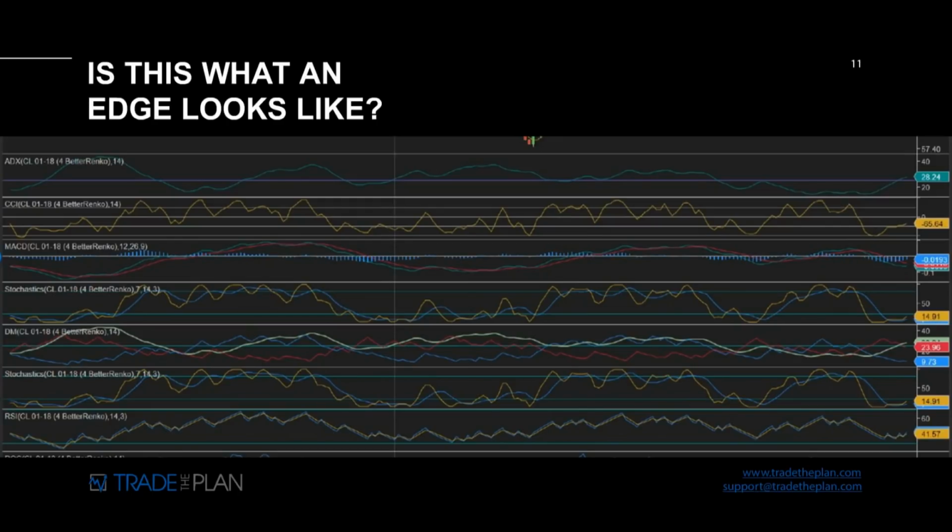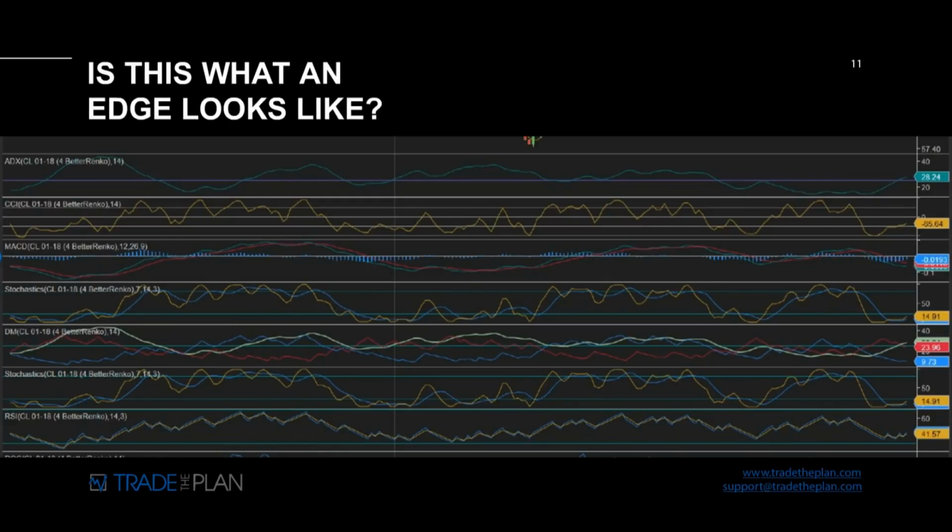Anyway, is this what an edge looks like with all these indicators? What do you guys think? I'm sure some of you are still doing stuff like this, right?